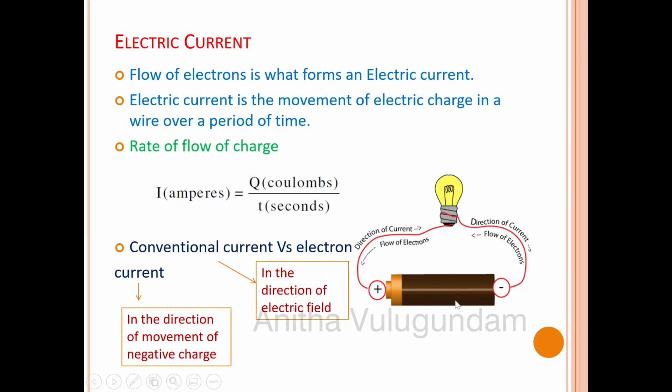You can see the same thing in the figure. In the figure we have a battery, bulb and connecting wires. Direction of current is showing conventional current flow and flow of electrons is showing electron flow.